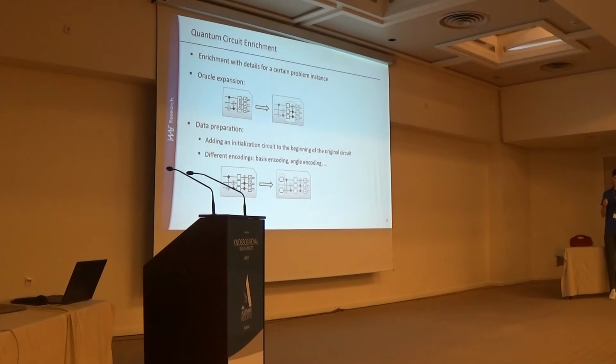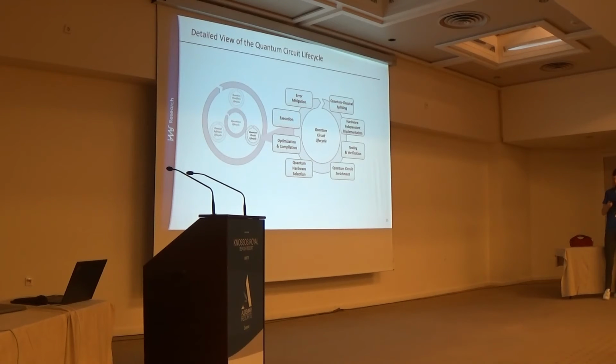And for this, different encodings exist, which provide different benefits, such as a shallow initializing circuit, for example, or the possibility to encode more data into the register. And therefore, the decision which encoding to use is a very important choice. After the enrichment, we could now select a quantum computer for the execution of the enriched quantum circuit. And this will be discussed by Marie in another talk this afternoon, so I won't go into more detail here.